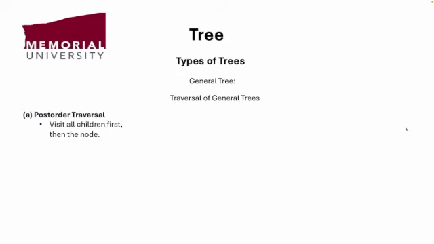Now post-order traversal. Post-order, visit all the children first and then the node. Oh, by the way, do you have any questions regarding preorder? For the code, make sense? Okay, good.